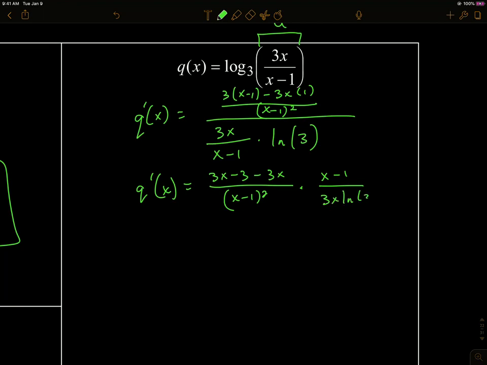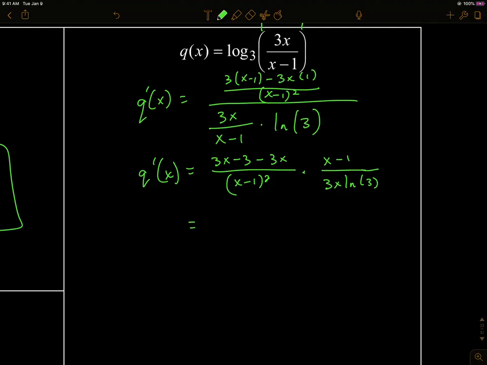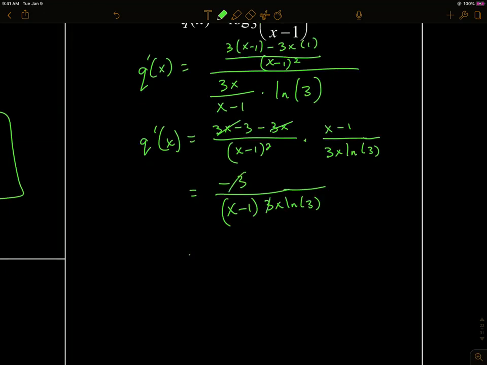3x natural log of 3. So then I simplify a little more. These go away. I've got negative 3 over x minus 1 times 3x natural log of 3. Then these 3's cancel. I got negative 1 over x times x minus 1 times the natural log of 3.